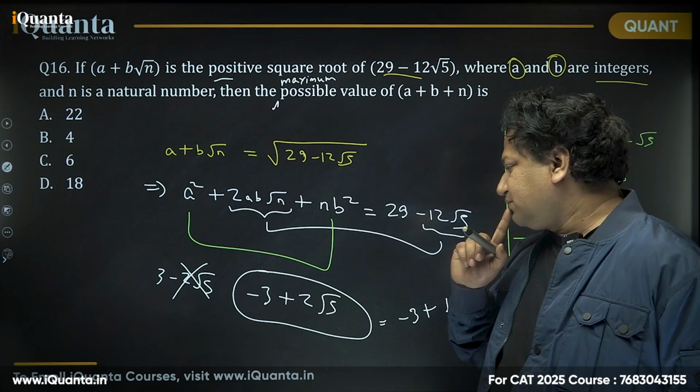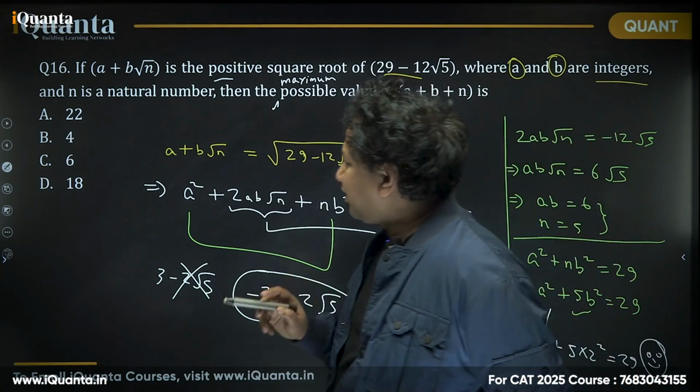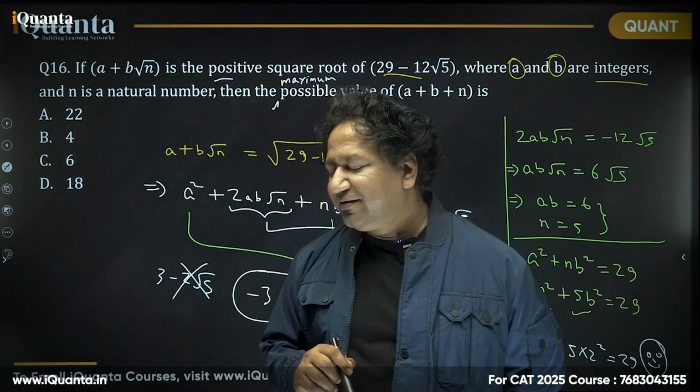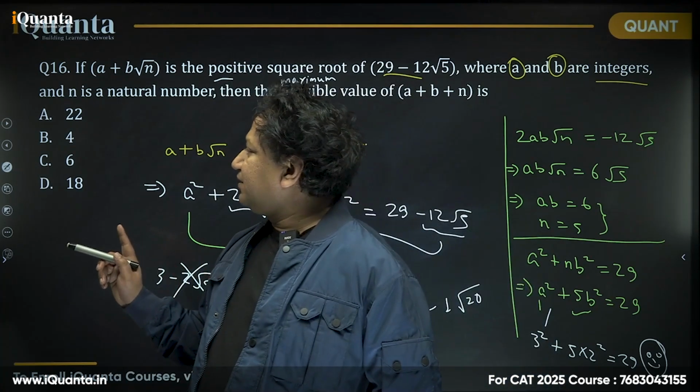Minus 3 plus 2 plus 5 is 4. Oh, we have 4 in the option. How many of you marked that? Tell me in the comments. By the way, 4 looks good, you know.